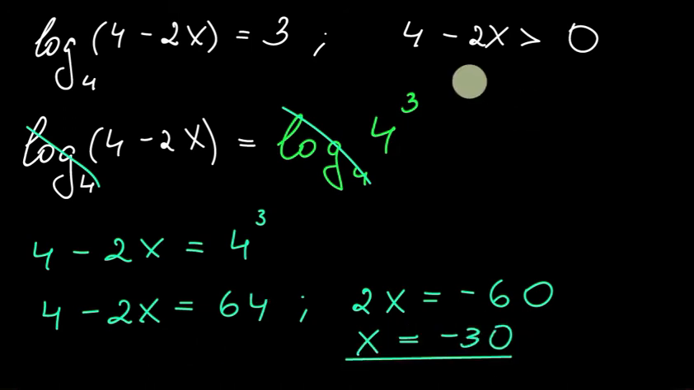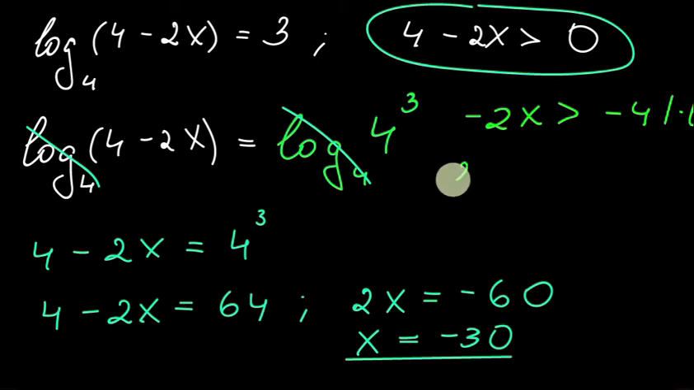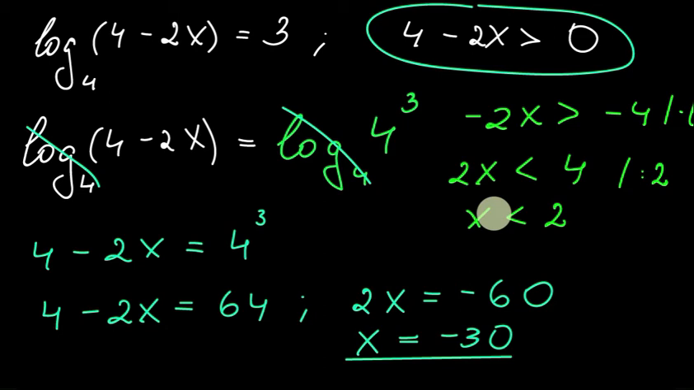Now let's come back and solve this inequality. So minus 2x is more than minus 4. Let's multiply this by minus 1. We get that 2x is less than 4. The sign changes. And after we divide it by 2, we get that x must be less than 2. X is minus 30, and minus 30 is definitely less than 2.